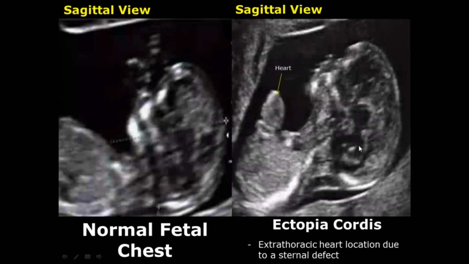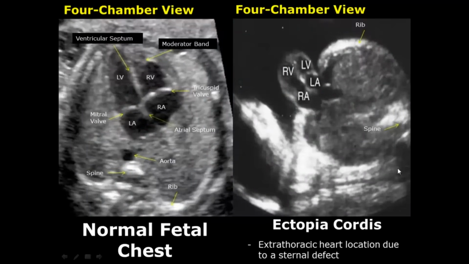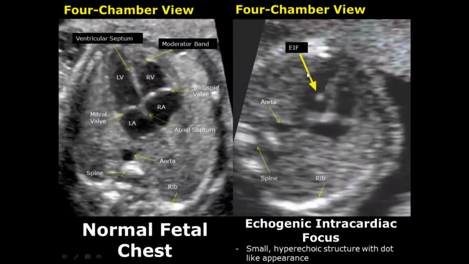Ectopia cordis refers to the extrathoracic location of the heart. The heart will be outside the thoracic cavity because of a sternal defect. Here you can see in this sagittal view, the heart is located outside the chest. Sometimes the heart may have an echogenic or hyperechoic dot-like structure that will be present in the ventricle attached to the interventricular septum. This is known as an echogenic intracardiac focus.